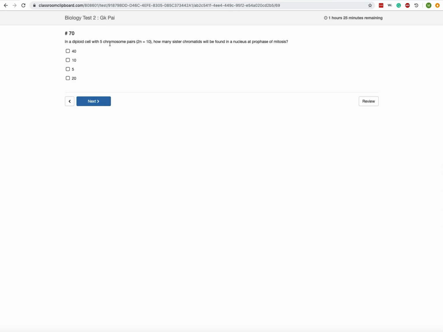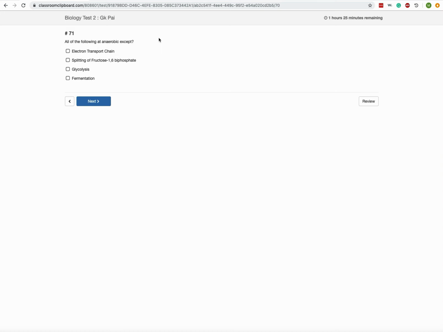In a diploid cell with 5 chromosome pairs, 2n equals 10, how many sister chromatids will be found in the nucleus? Well, it has 10 chromosomes, so it's going to have to double that, in terms of how many sister chromatids it has. So it's going to be double the amount of sister chromatids as chromosomes. So that's going to be 20.